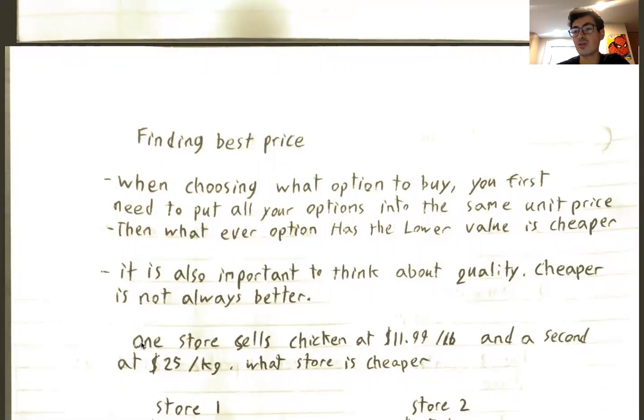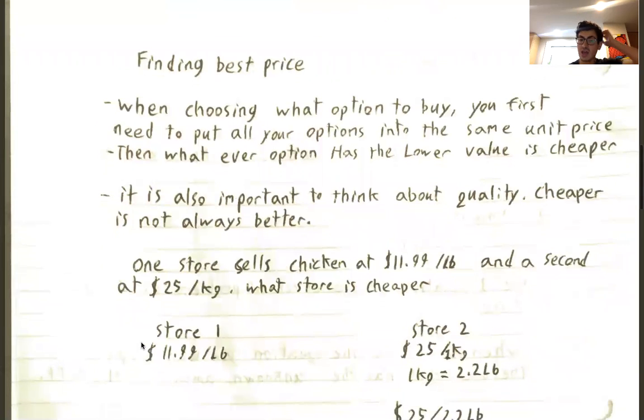But it's important to know that the cheaper option is not always the best. You want to take quality into consideration as well. There's a saying that you get what you pay for. So sometimes if you try to go cheaper, you don't get as good quality or it doesn't last as long. So there are things to consider other than price. But if we're looking at just price, this is how you find the cheapest price.